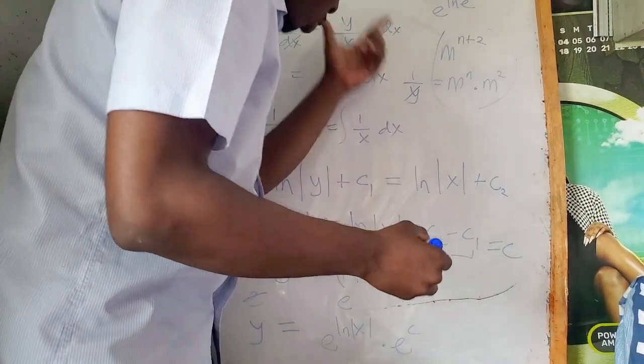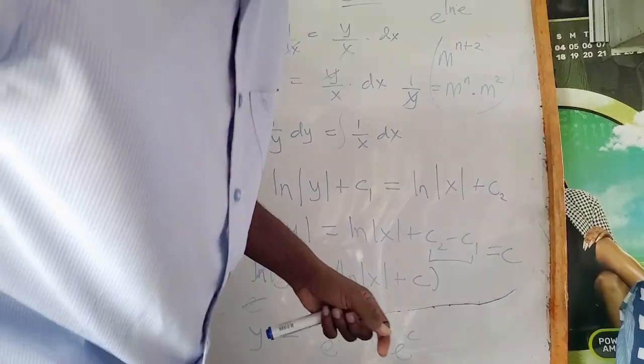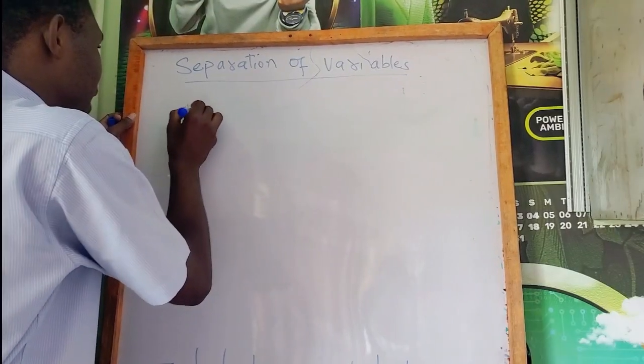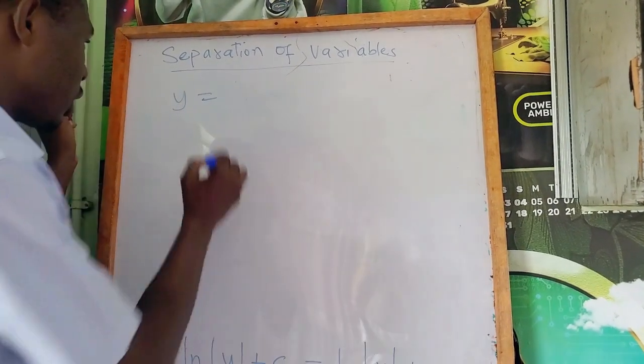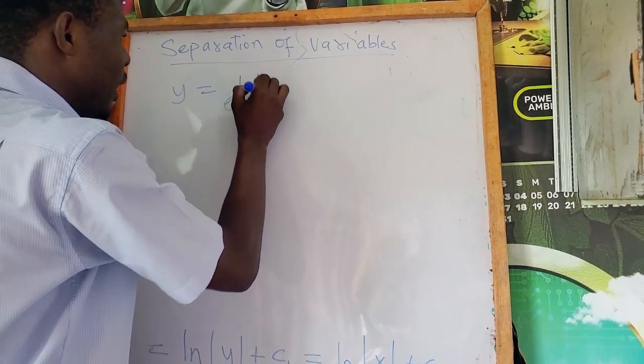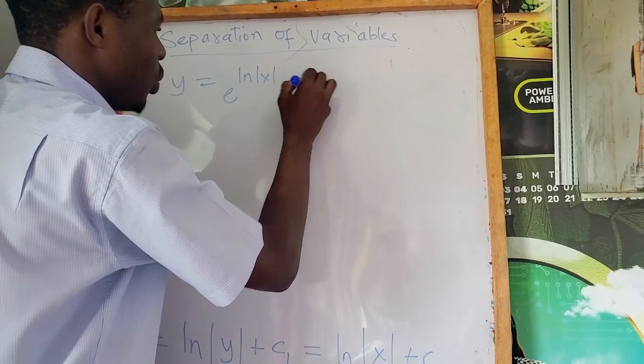Okay, let us make some room up here so that we can continue. This implies that y is equal to e to the ln of x times e to the c.